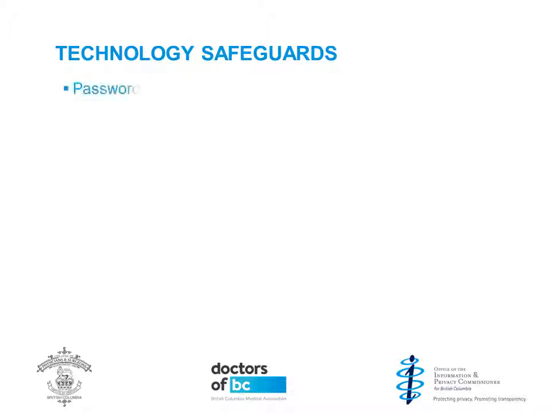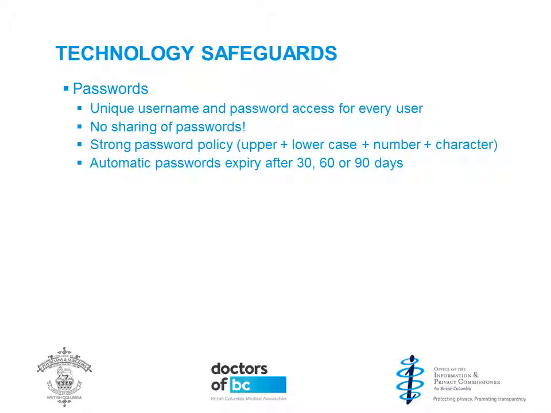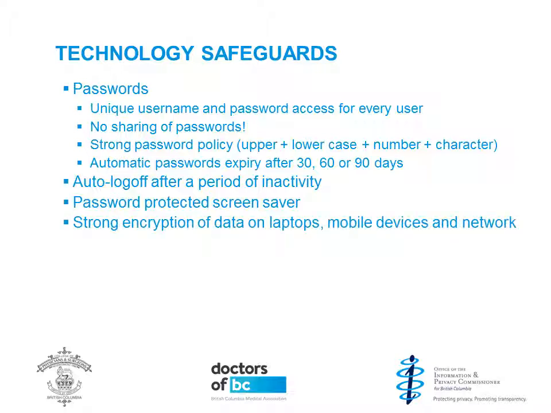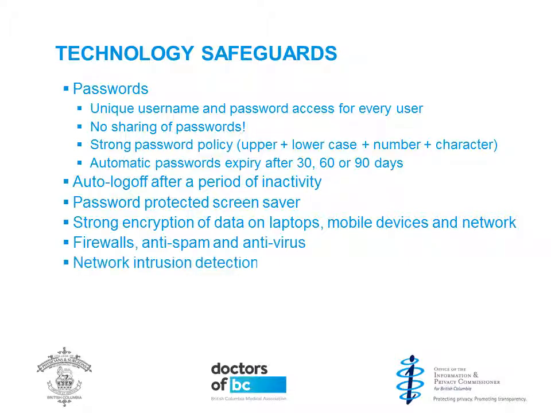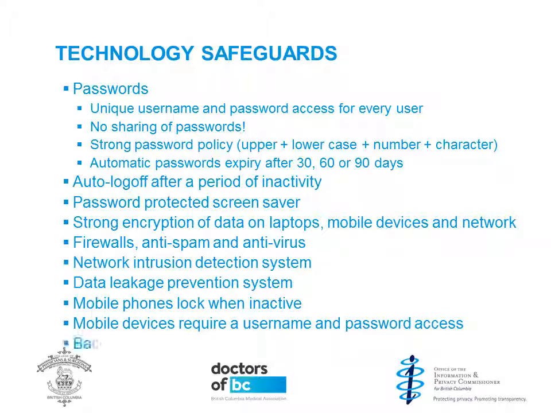Technology safeguards include passwords that are unique for every user, never shared, subject to a strong password policy, and automatically expire after 30, 60, or 90 days. Automated log-off after a period of inactivity, a password-protected screensaver, strong encryption on laptops, mobile devices, including USBs, and the network, firewalls, anti-spam and antivirus, a network intrusion detection system and data leakage prevention system, mobile phones that lock when inactive, and username and password access to mobile devices, and finally, system backups.